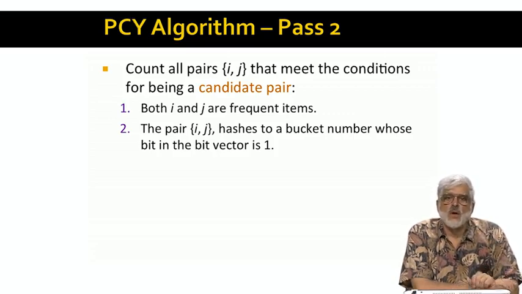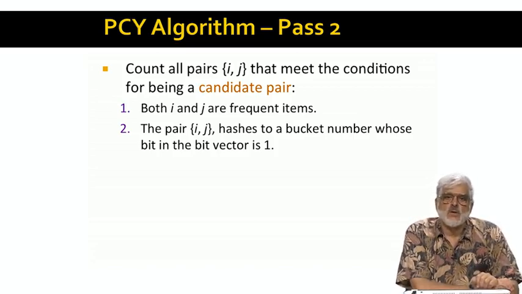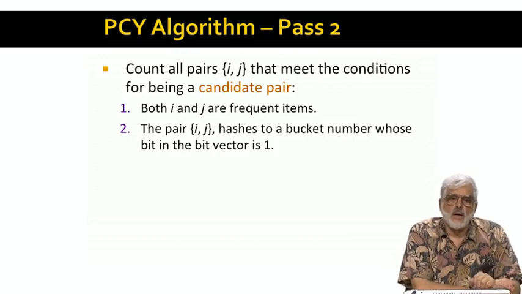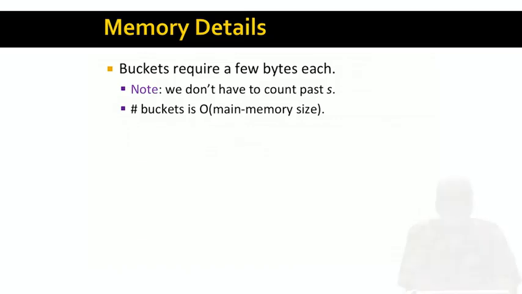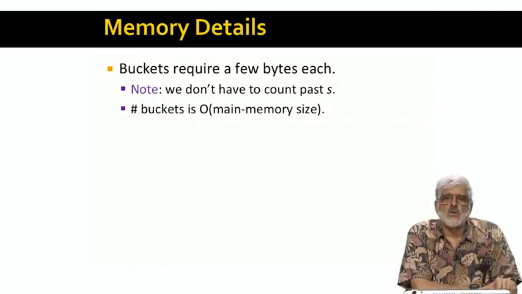Condition 1 follows from monotonicity, and condition 2 is satisfied because the count of a bucket is the sum of the counts of all the pairs that hash to it. That count cannot be smaller than any of the individual counts. We expect that each bucket requires only a small number of bytes. 4 is almost sure to be enough, and in many cases we can get by with 2 bytes per bucket.